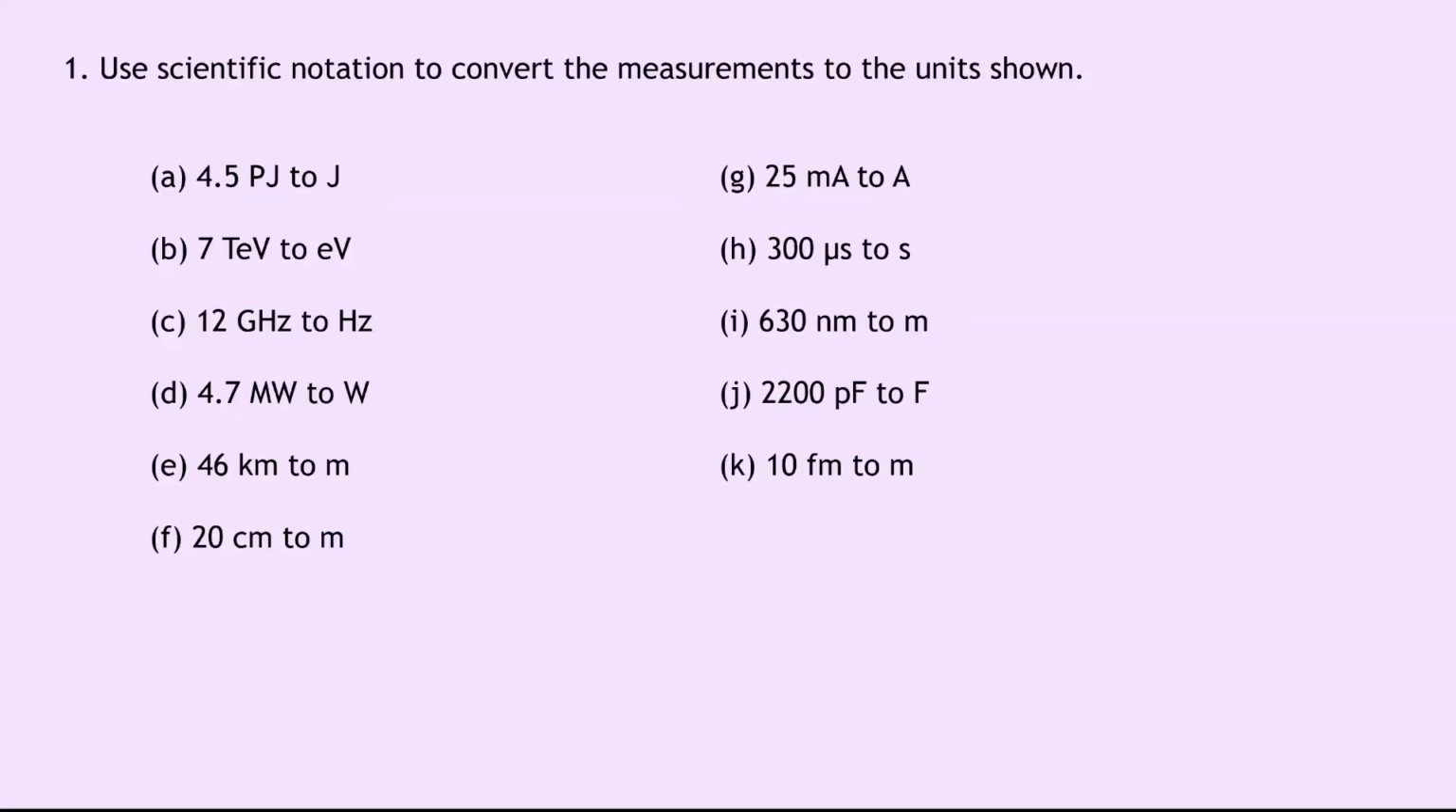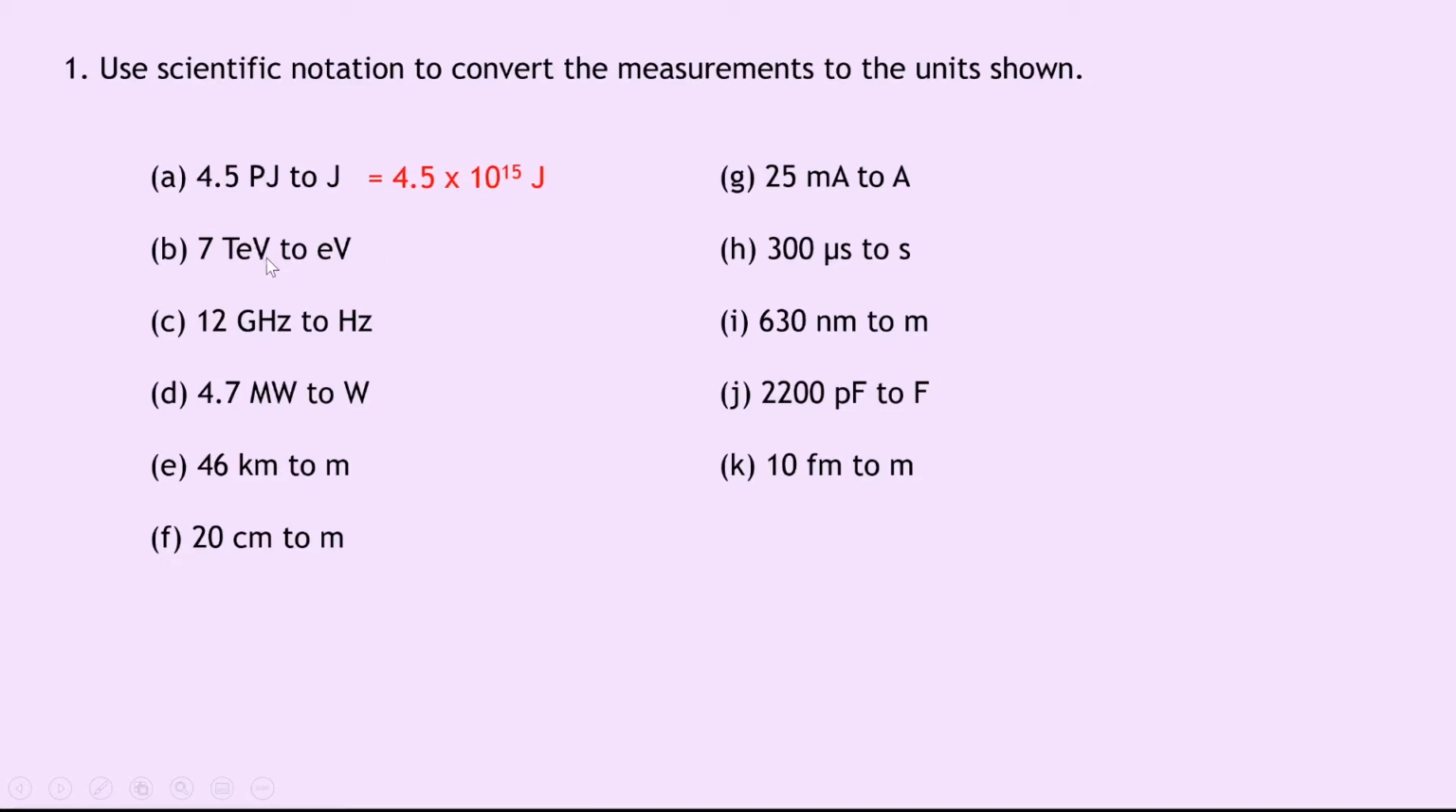So let's get started. Just before we try these couple of worked examples, it's probably a good idea for you to have the table of prefixes open, because that's going to help you try these questions. So question 1 says, use scientific notation to convert the measurements to the units shown. In part A we've got 4.5 petajoules to joules. Well, remember peta is times 10 to the power of 15, so this will simply become 4.5 times 10 to the 15 joules. Part B, 7 tera electron volts to electron volts.